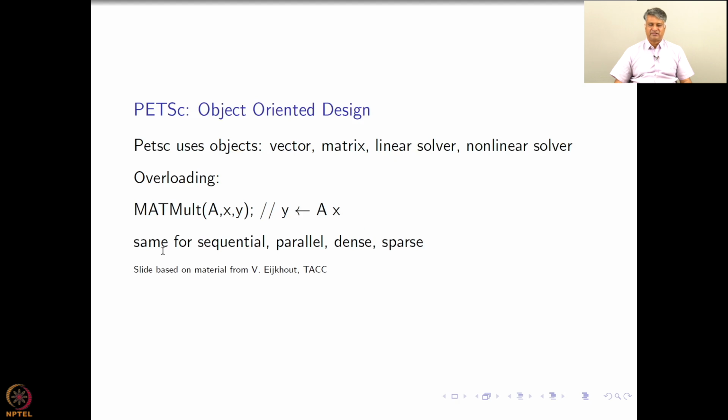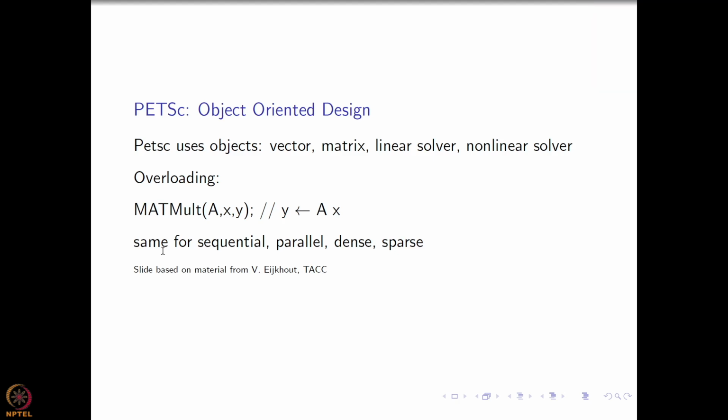PETSc uses objects: vector, matrix, linear solver, nonlinear solver. And you can go ahead overloading these operators. So if I say mat multiplication of A x, y, where y is the output of A x, it will be the same. The line of code in the top level code will be the same for the sequential code, for the parallel code, for the dense matrix, for the sparse matrix, so on and so forth. PETSc will underneath call the appropriate function.